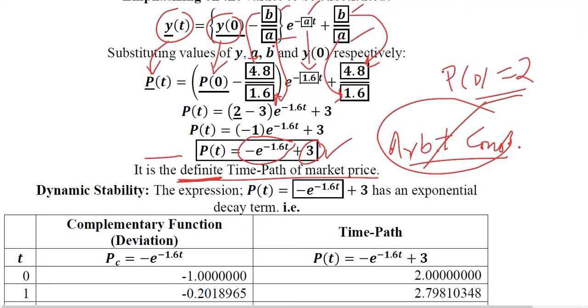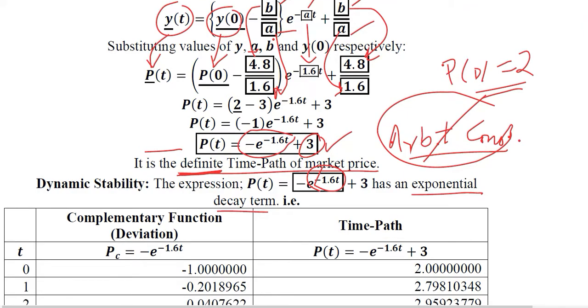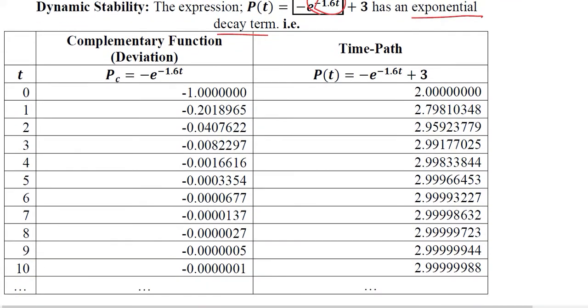We are expecting that there will be exponential decay in it because of the negative sign of the exponent, that is minus 1.6 into t. So separately we have calculated the values of complementary function, that is the deviation, and then added it in the equilibrium value to get the time path. This is the complementary function or the deviation, and this is the overall time path, pt versus pc.